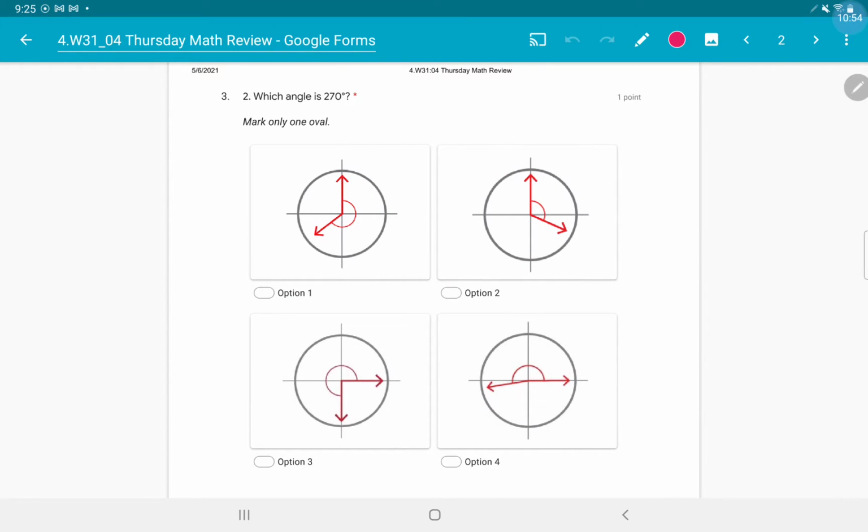All right. Next, you're looking for which angle is 270 degrees. Which angle is 270 degrees? What do we know about each one of the crosshatches on the lines? What do they equal? What are these angles?